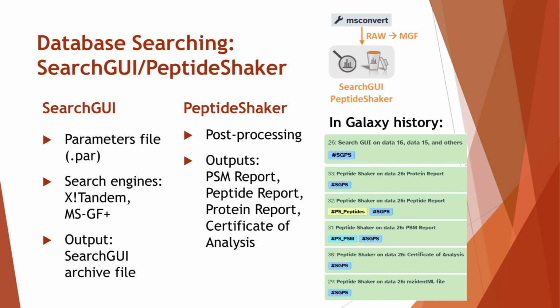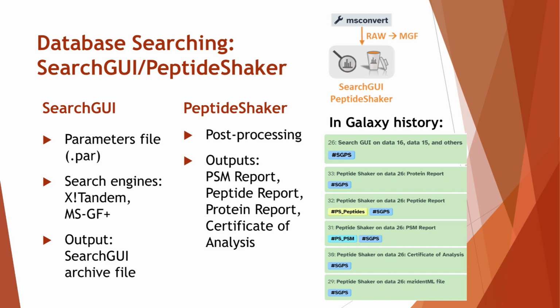Additionally, the SearchGUI tool will require a parameters file. SearchGUI will not generate this file itself. We have included a tool called Identification Parameters in our workflow that will create this file for us. The SearchGUI tool will perform a database search based on this parameters file and will generate a SearchGUI archive file that will serve as the input for the PeptideShaker tool.